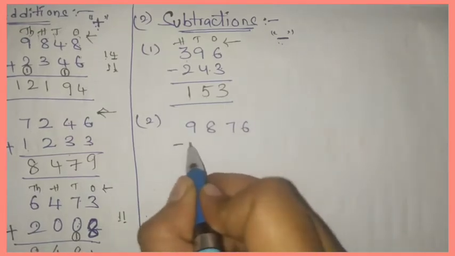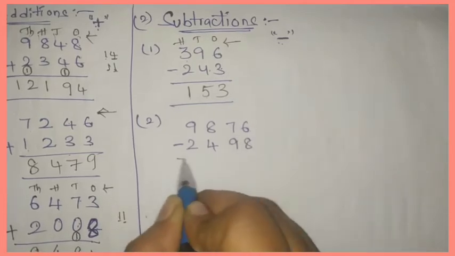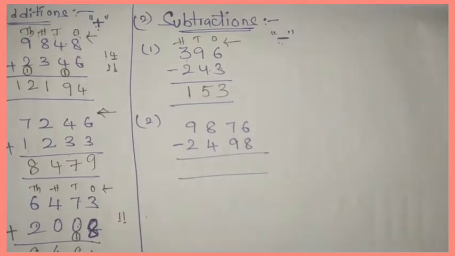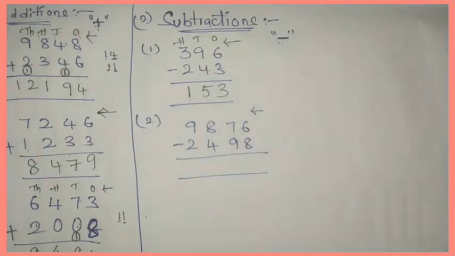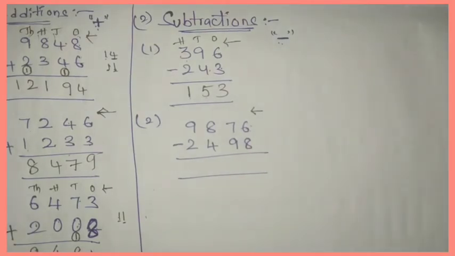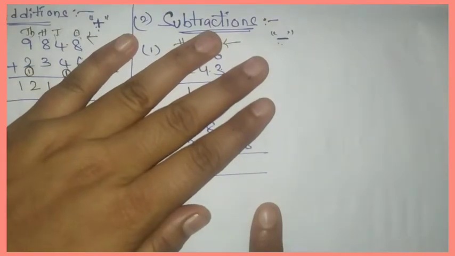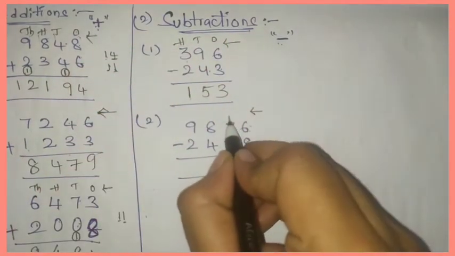9876 minus 2498. Look here, we will always do subtraction from ones place. What is the digit here? 6. From 6 we cannot subtract 8. 6 fingers are here. From this can we take 8? No. So at that time we will take borrow.